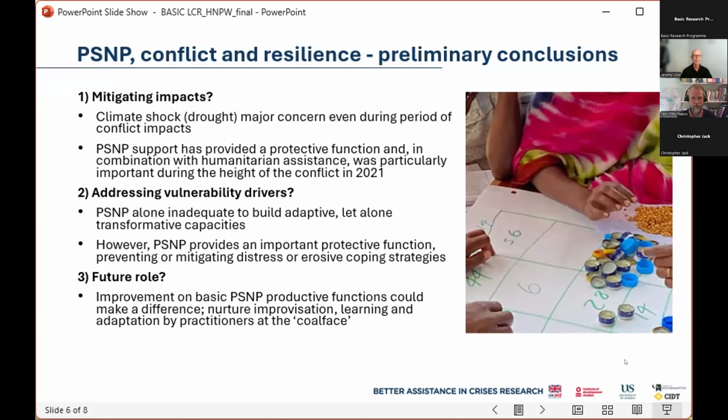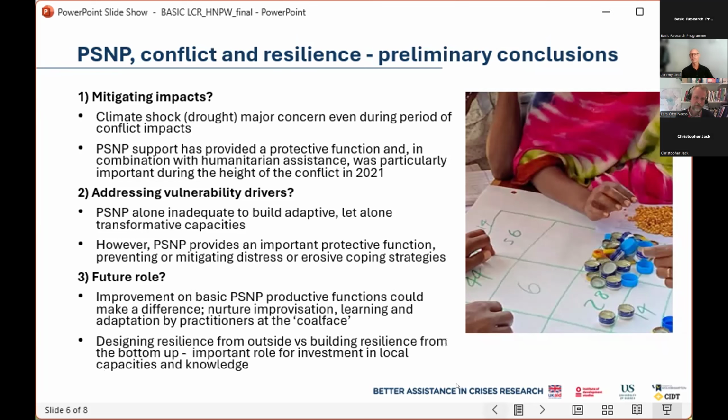So in terms of its future role, I think what we're suggesting is that PSMP would do well to return in a way to, or re-emphasize, the productive functions, which was the founding function of PSMP, and focus on the basic functions of PSMP in terms of market access and credit, which may not seem at first directly linked to resilience, yet is crucially important for resilience to be strengthened, and also to nurture that kind of improvisation, learning, and adaptation by the practitioners who are there already.